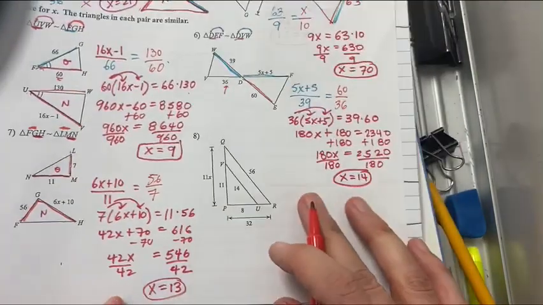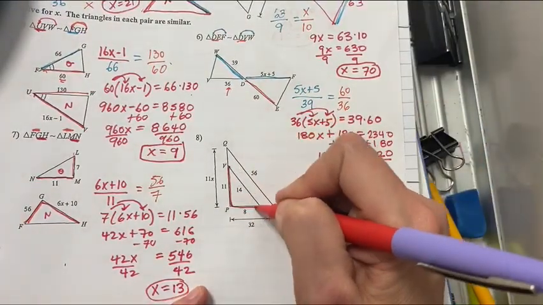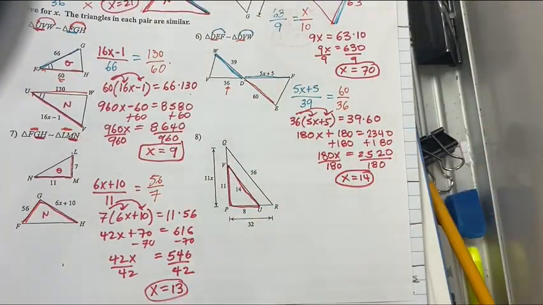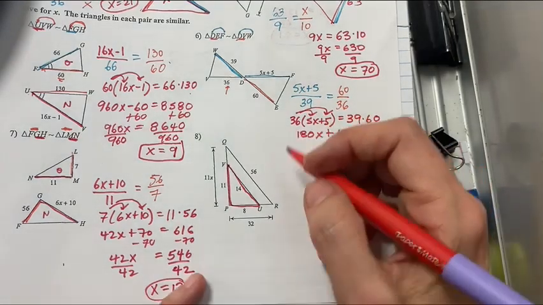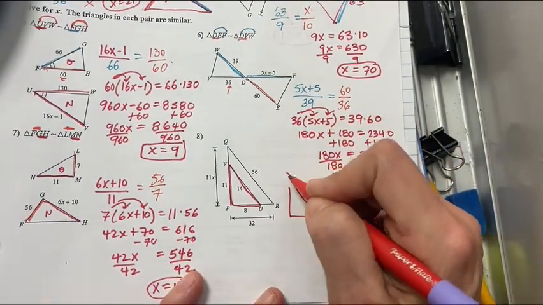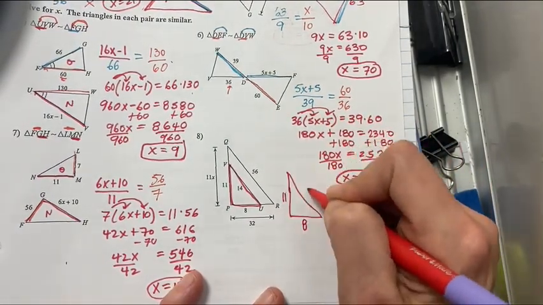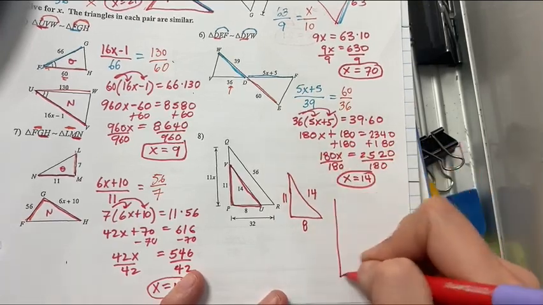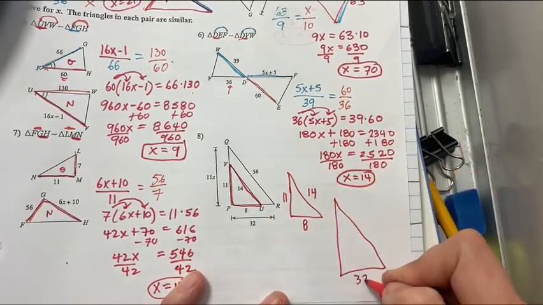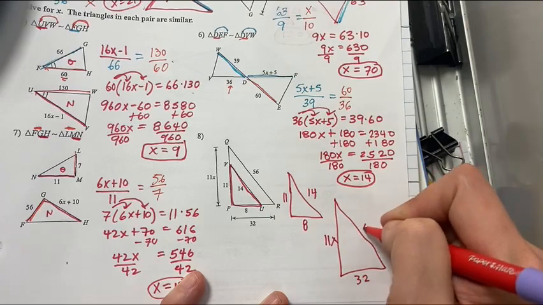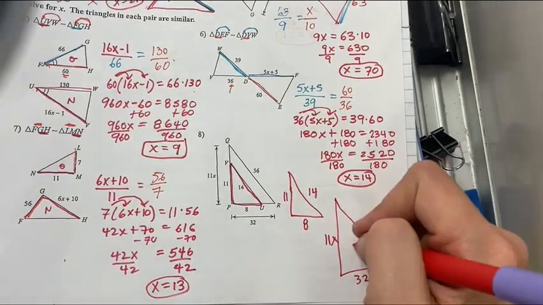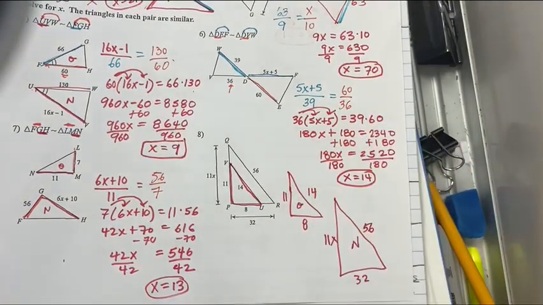All right, last one. This one's a little more complicated. It's kind of interesting. All right, so I've got a little guy, 8, 11, and 14, and the bigger guy is 32, 11x, and 56. So this is my new one. This is my old one.